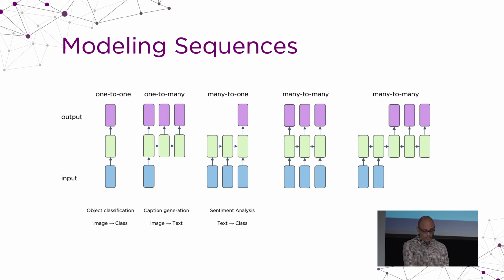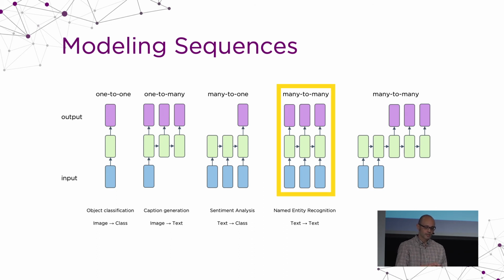Now we go to the more generic case. Here we have many-to-many, which means that we have a sequence in input and a sequence in output, but with one constraint. The number of elements in input has to be the same as the number of elements in output. The example here is named entity recognition. I will not give details because this will be our running example in a few slides.